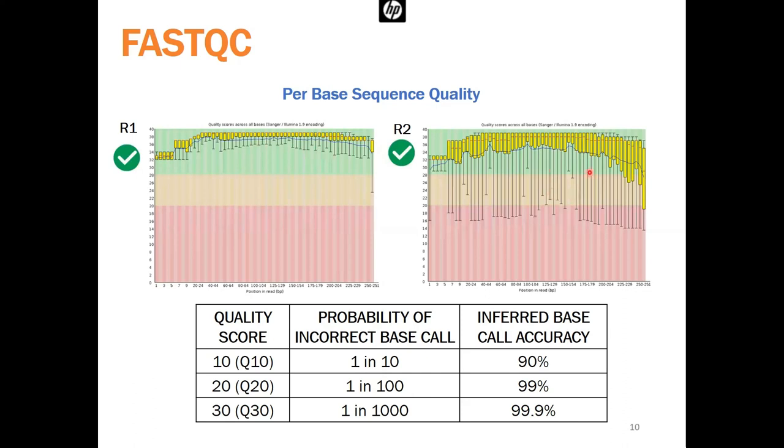I just want to point out that the second read, or R2, will always have slightly lower quality than your first read. This is because by the time it's starting to sequence your second read, the reagents on the sequencer are beginning to run out. So it's expected. But again, we still want to make sure that most of those yellow bars are falling within that green section.